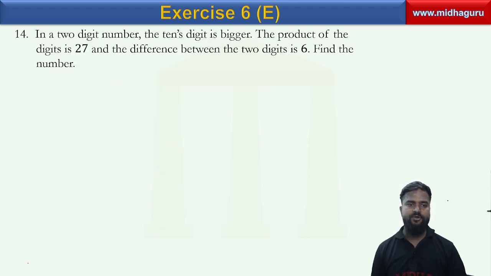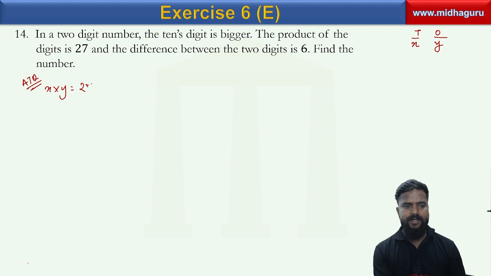The next question says in a 2-digit number, the tens digit is bigger. The product of the 2 digits is 27 and the difference between the 2 digits is 6. For this, let us first take a number, tens and ones. Let's say the tens digit is x and the ones digit is y. It says the tens digit is bigger. Now according to the question, x into y is equal to 27. And the difference, since the tens digit is bigger, is equal to 6.